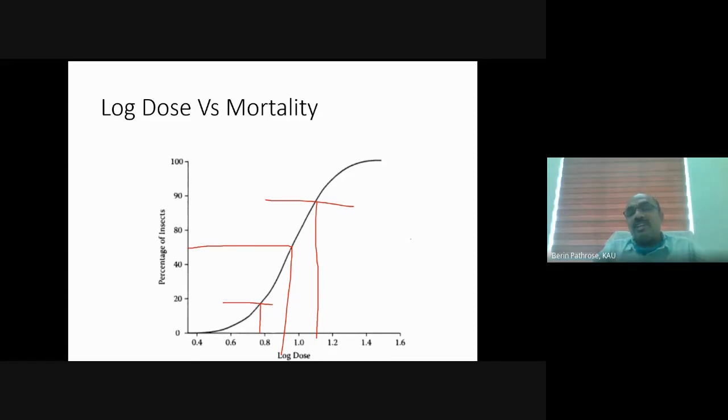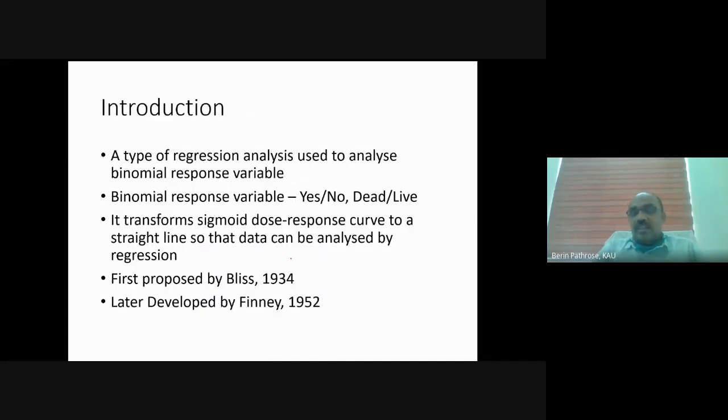That's why we take LC50 as the dose which we can compare and use for further analysis, because that is the dose at which the response of an organism will be maximum. In other words, with a slight change in dose, there will be a great change in response in this area. So that's why we take LC50 for our analysis. It transforms the sigmoid dose response curve to a straight line so that the data can be analyzed by regression.